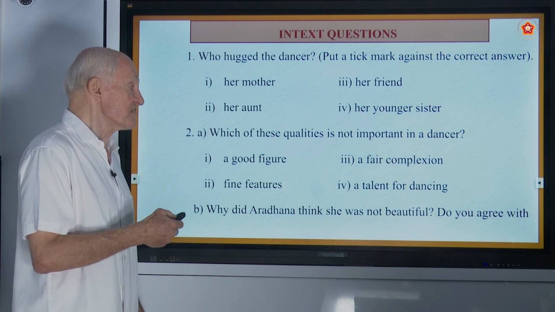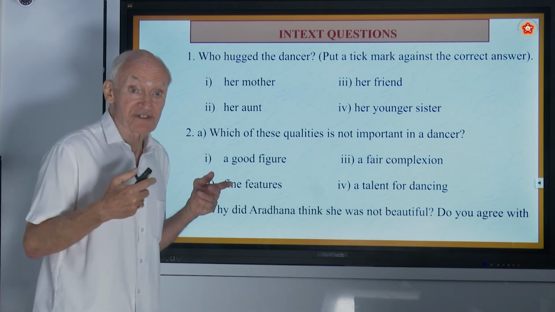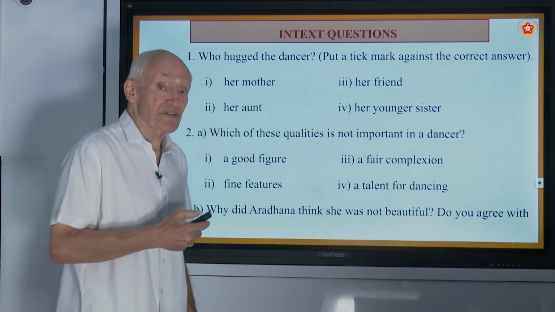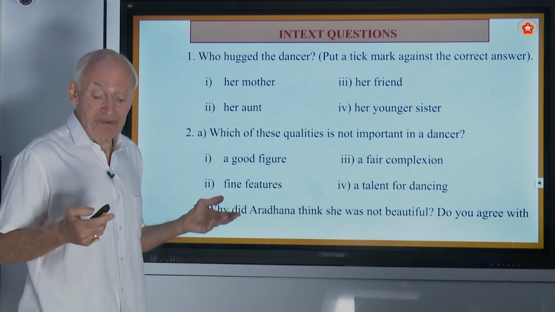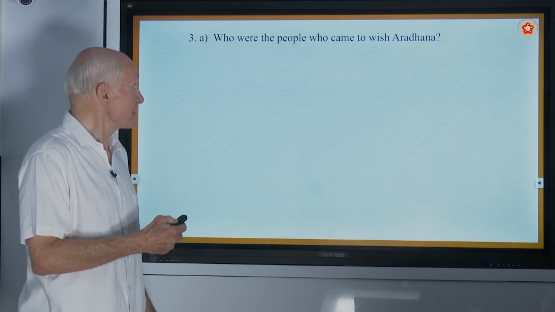Why did Ardna think she was not beautiful? Because her skin was a little bit darker than her sister's and a little bit darker than the rest of her family. Do you agree with her? Of course not. She's the one who's going to dance for the opening of the school. So let's go ahead here.